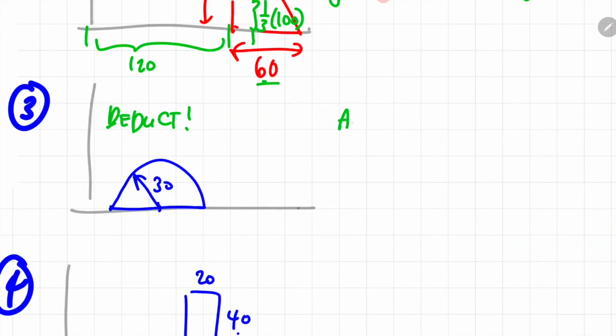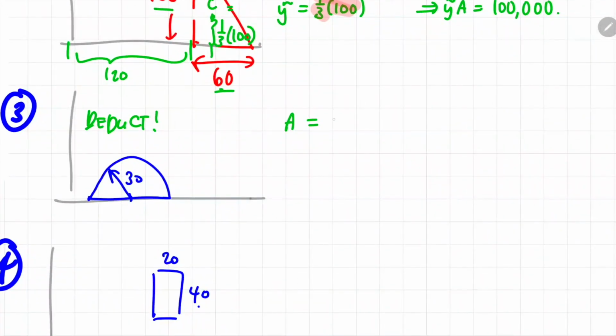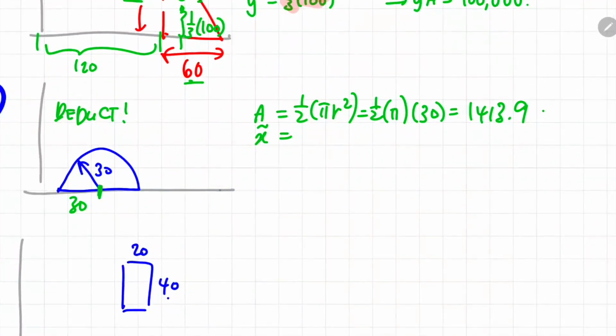Okay, accordingly, the area of a circle is pi r squared. So for a semicircle, it will be half pi r squared. Our r in this case is 30. Just substitute the value and we'll get a value of 1413.9. Okay, I think I missed out the square over there, square over the 30 too. And then the x curve would be 60.